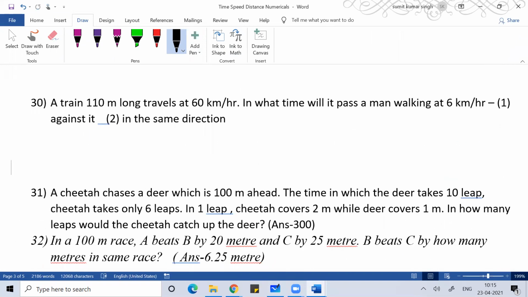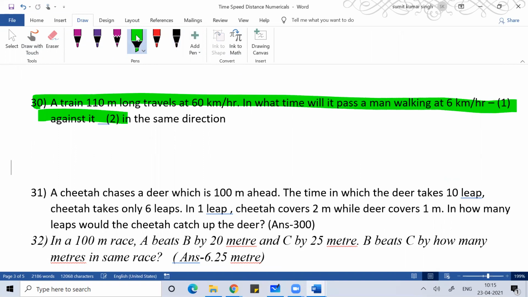Now try to do this question. You can try this question by yourself. Everyone, try to do this question.